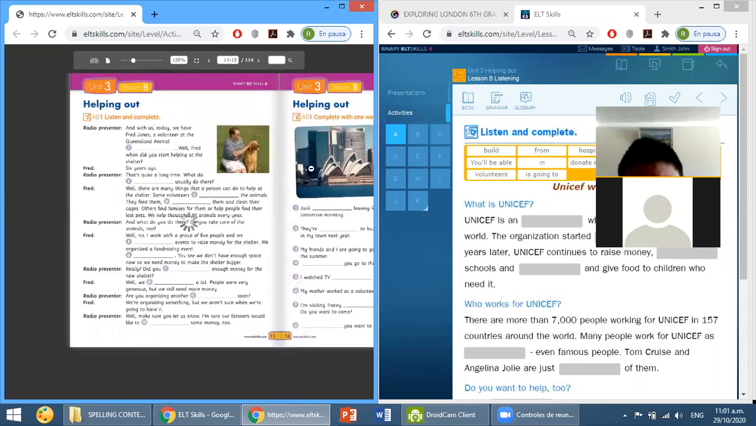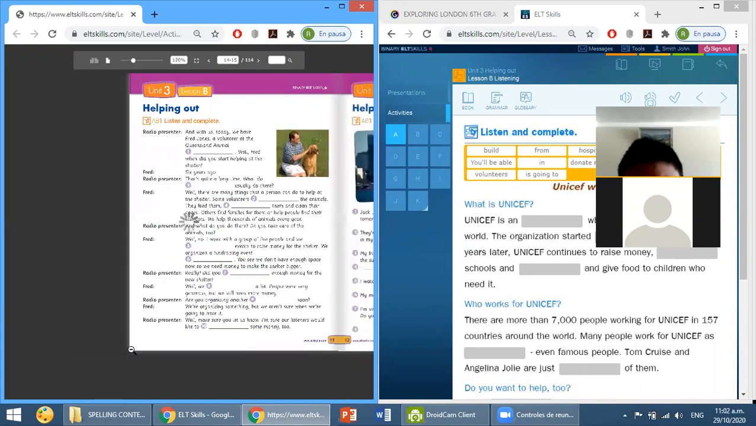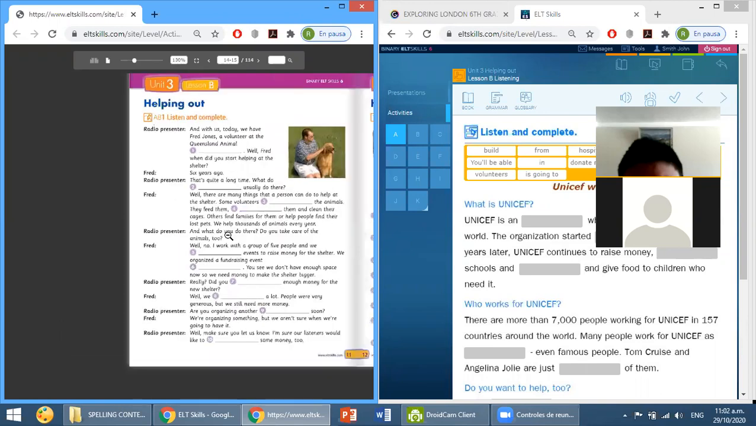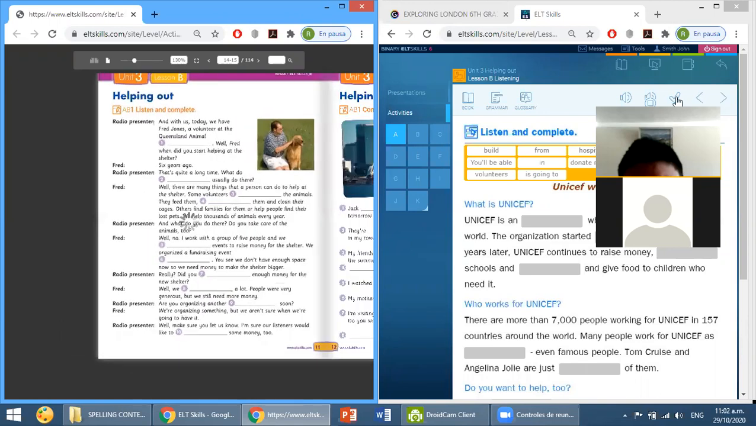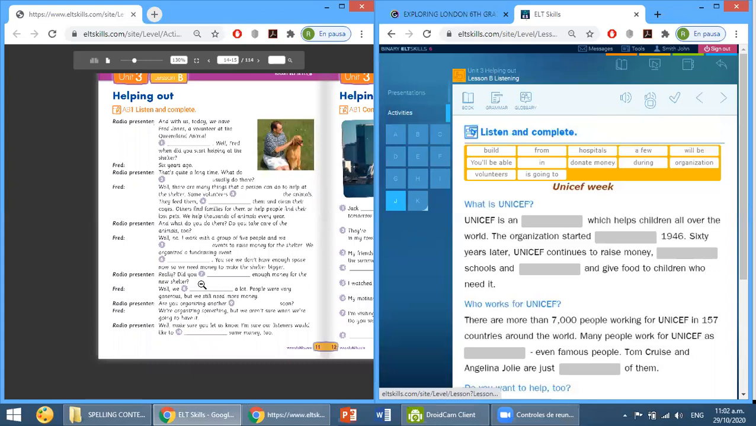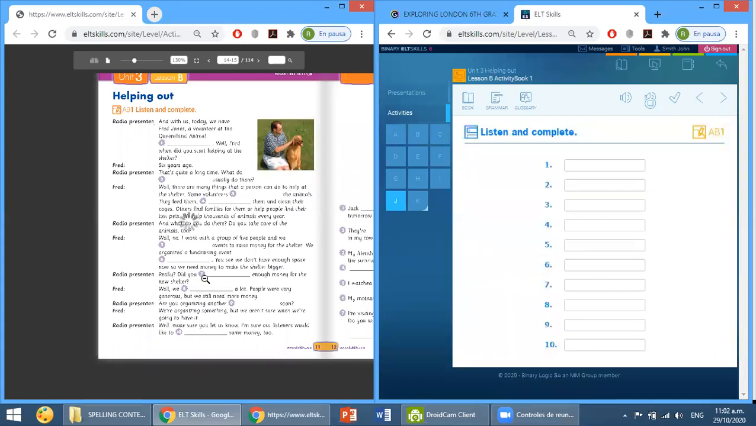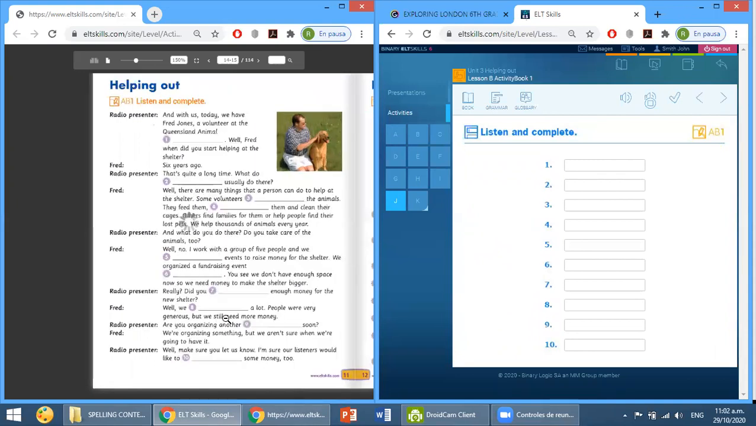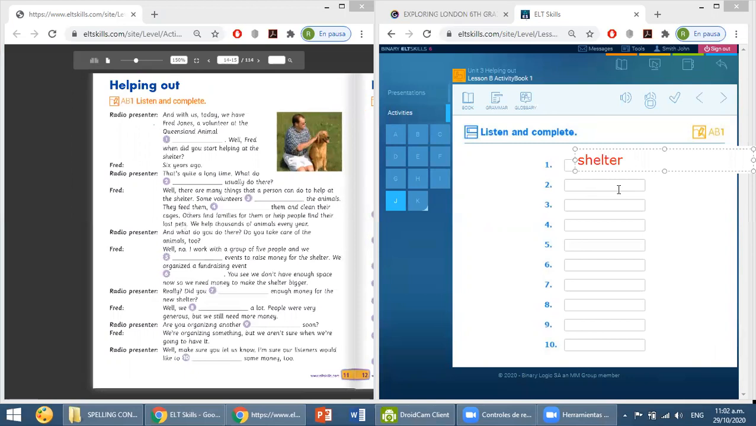We have a conversation, no? On page 11. Let's go to activity J, okay? Activity J, you know, is on page 11. Listen to this conversation and we complete it, okay? If you got one word, go to Zoom, go to Texto, and you write, no? Teacher, number one is this word. And you complete, okay?